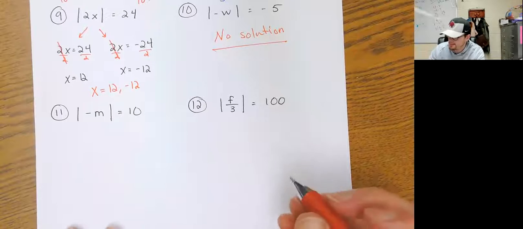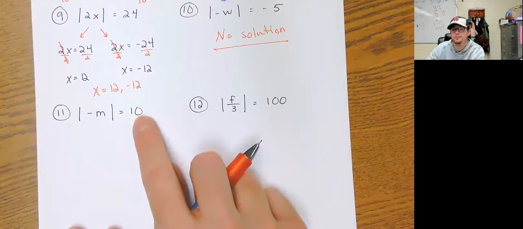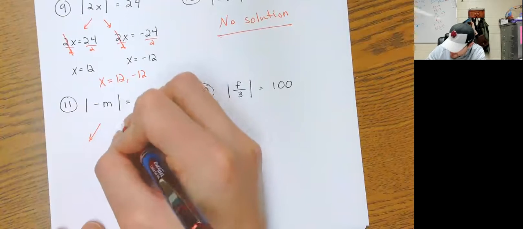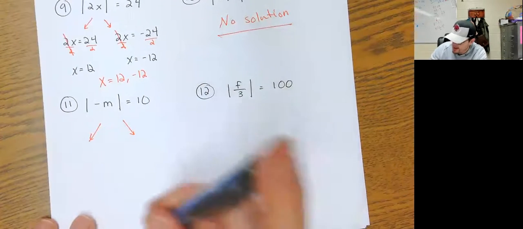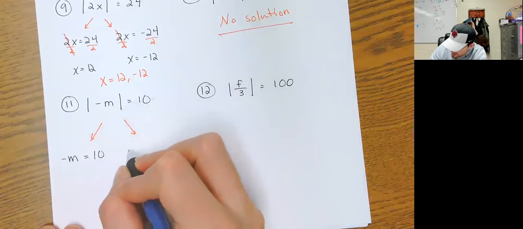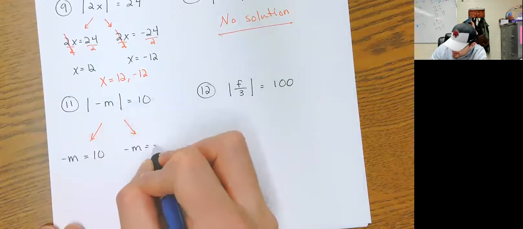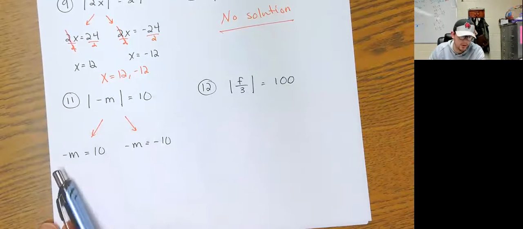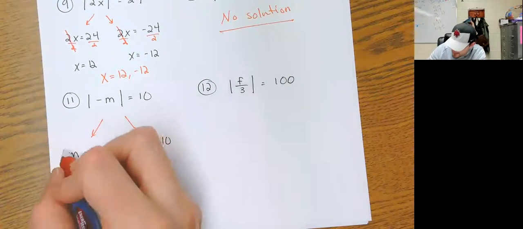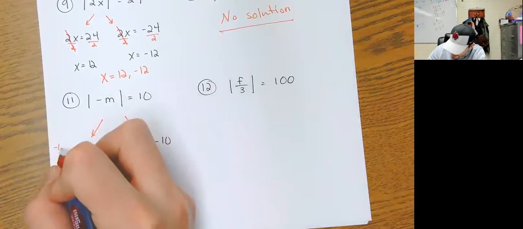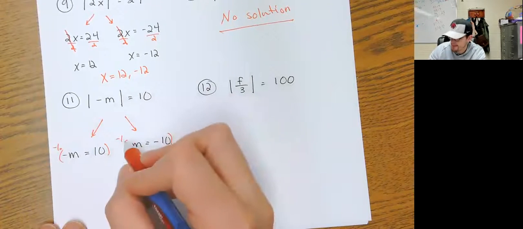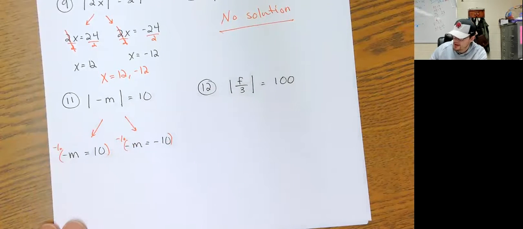All right. Is that a positive 10? Yes, it is. So I can separate it out. What I'm going to separate out is negative m equals 10 or negative m equals negative 10. Well, this is quick. How do you get rid of a negative? You multiply everything by a negative 1. So I just flip the symbol.